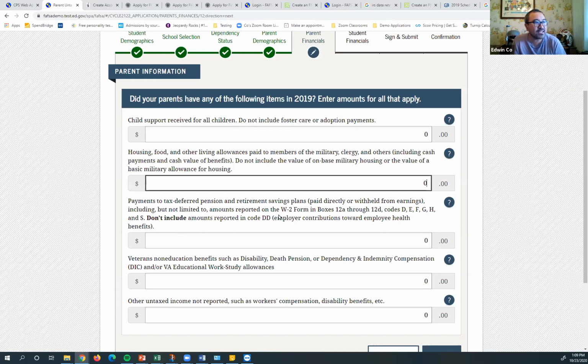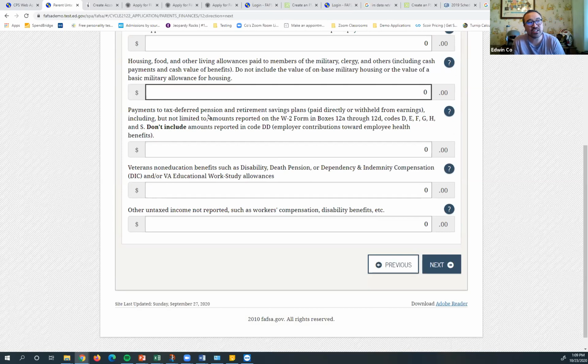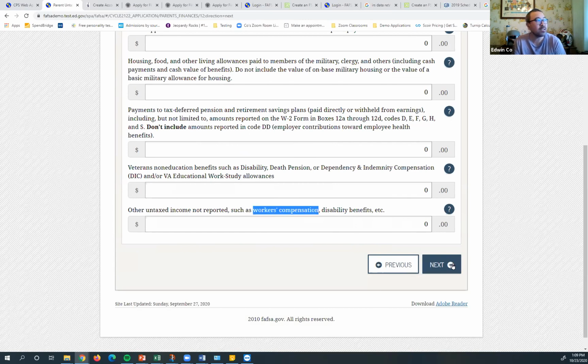Next question is a tax-deferred retirement savings plan. You're going to have to ask your parents about this, because you'll check the W-2 forms and there are specific boxes that you're referring to. Veterans' allowances or death disability, that's usually 0. Untaxed income not reported anywhere else is just workers' comp. That might be a little bit more of a thing nowadays, but not for 2019, most likely. Next.